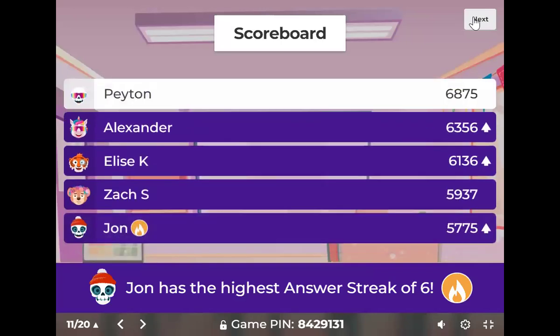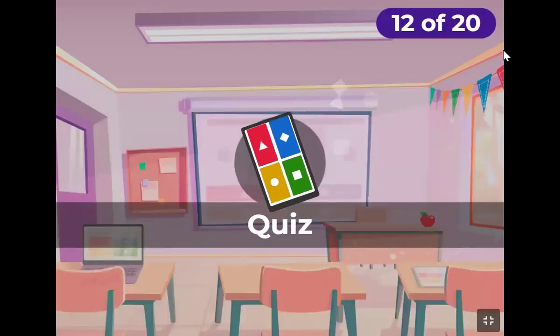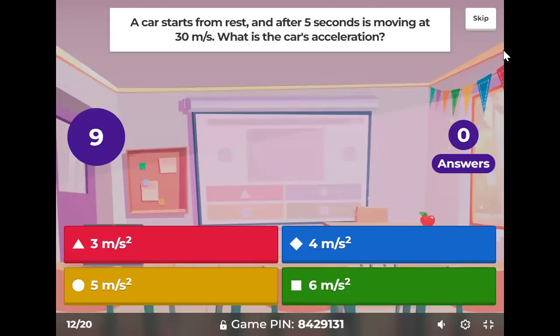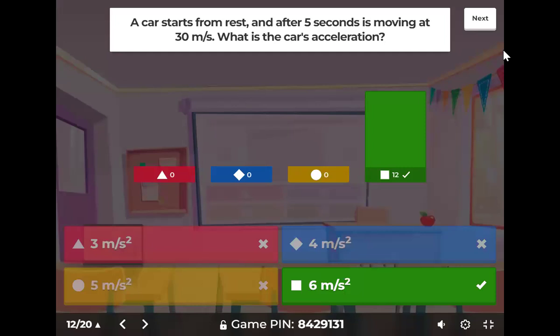All right, we got John on fire, Zach, Elise, Alexander, Peyton. Car starts from rest. After 5 seconds, picks up to 30 meters per second. What's the acceleration? All right, you guys go 5 times 6 is 30.